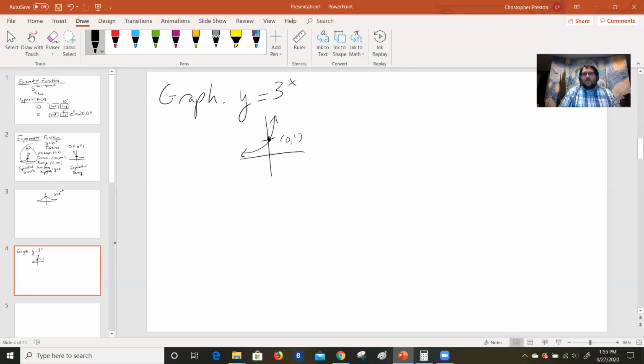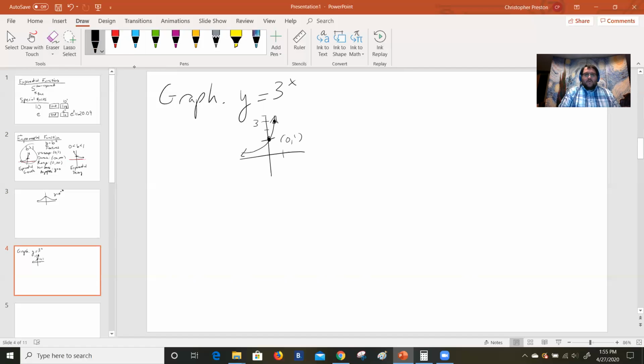Well, what this is telling you is every time you take a step to the right, you get 3 times higher. So the next spot, if I took 1 step over, would be at a height of 3. I guess it would be here. It would be height at 3. So it'd be 1, and then it'd be 3, and then it would be 9, 27, 81, and so on.